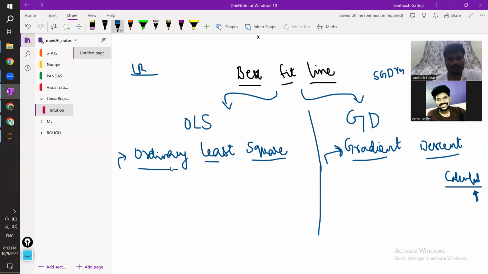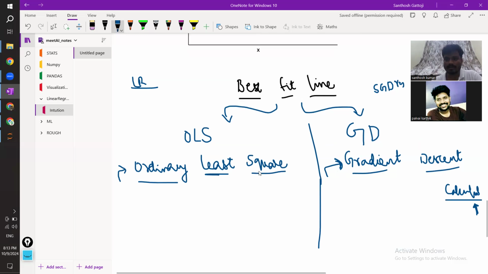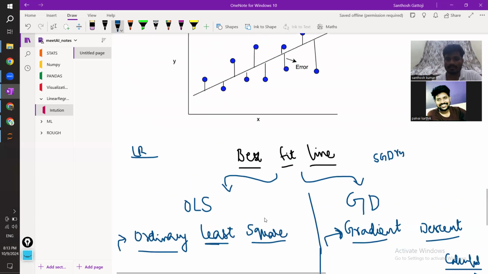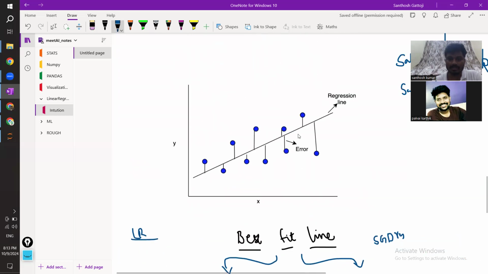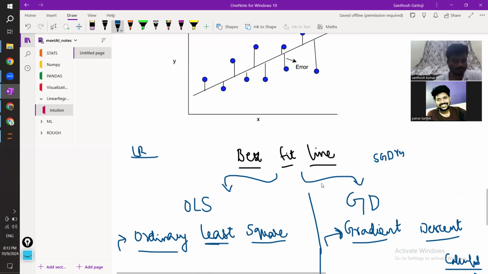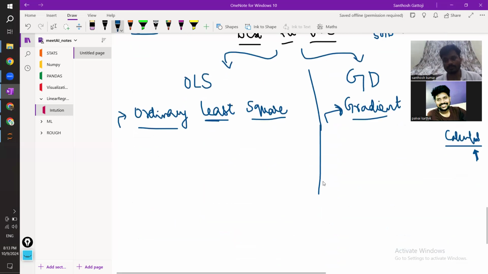Now, let's try to understand ordinary least squares. But don't forget that the aim of both of these methods is to give us the best fit line, the line which will do maximum justice to the given data points. Clear? Any doubts? No. Okay, fine.